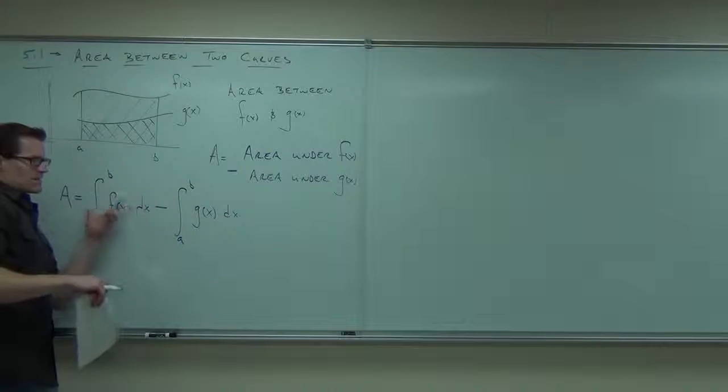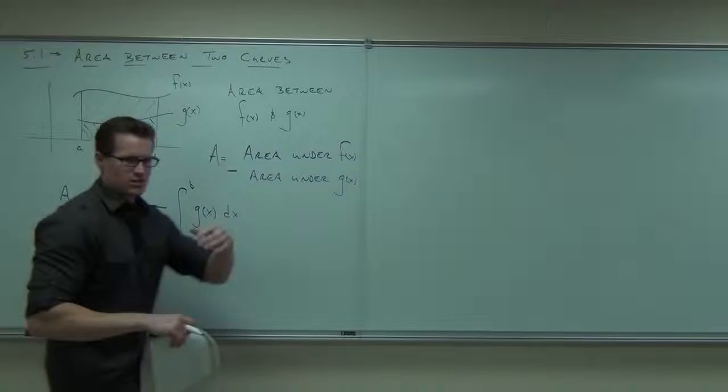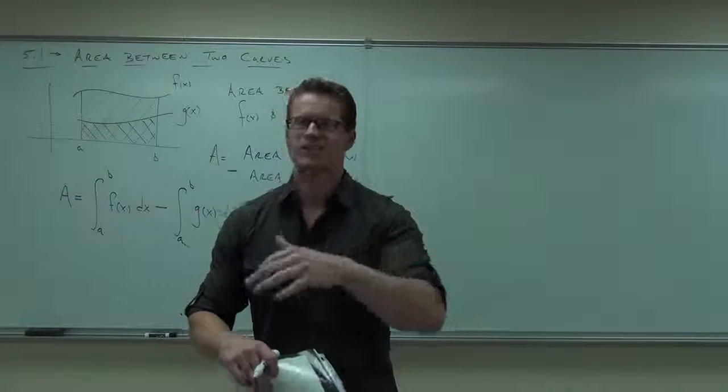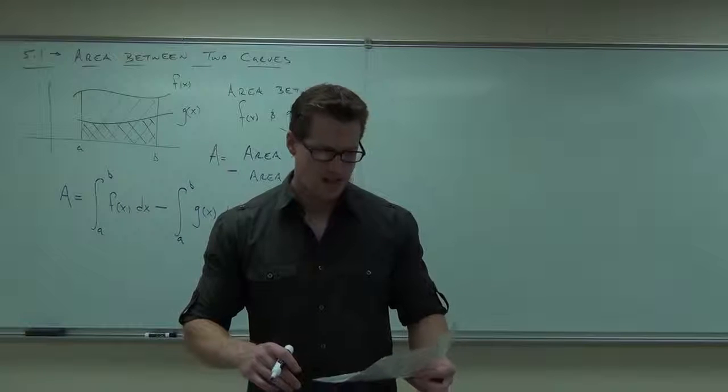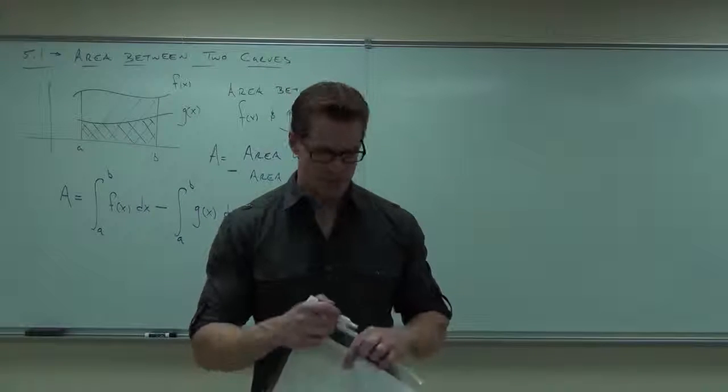So would you say that that's the area under f of x minus the area under g of x, and that's going to give us the area between those two curves? And that's exactly what it's going to give you. Now, why is this so nice?